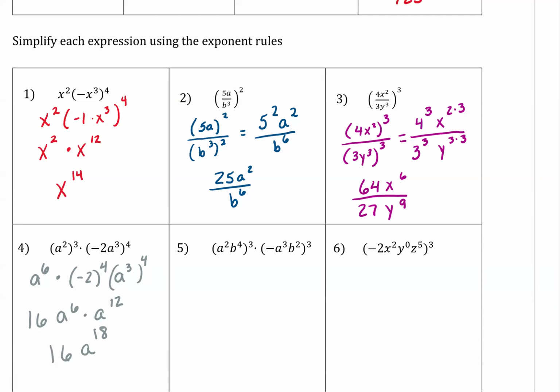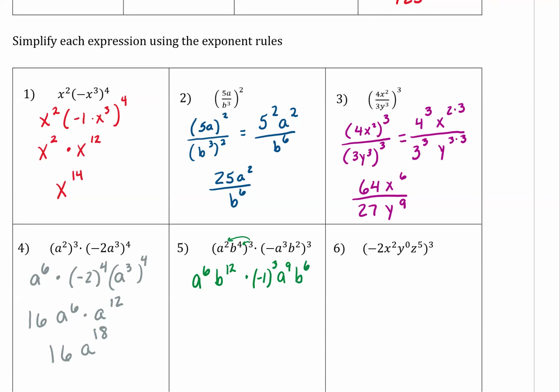Number 5, I'm going to use my product and power to a power rule here. I'm going to go ahead and multiply them. So a squared cubed is 2 times 3 is 6. B to the 4th cubed, power to a power you multiply, you get b to the 12th times, we have a negative to an odd power. So I can write that as negative 1 cubed. A cubed cubed, power to a power you multiply, you're going to get a to the 9th. And b squared cubed, power to a power you multiply, you're going to get b to the 6th.